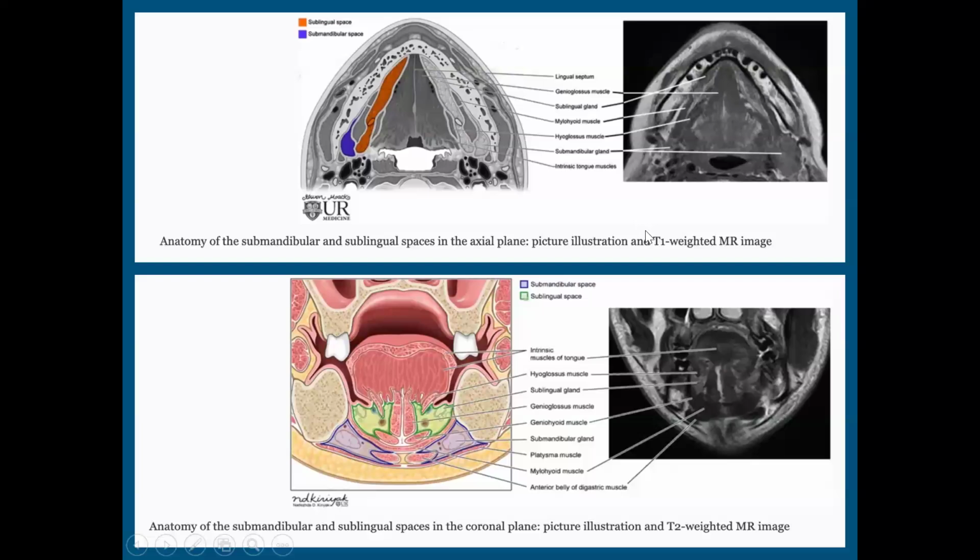Just to review the anatomy related to the submandibular and sublingual space. So we have the illustration and the actual T1 weighted MR image. So that's the midline lingual septum. Lateral to it, we have the genioglossus. That's the mylohyoid muscle in this arrow. That's mylohyoid. And medially, superomedially, that's the sublingual gland. And laterally and inferiorly, this is the submandibular gland.